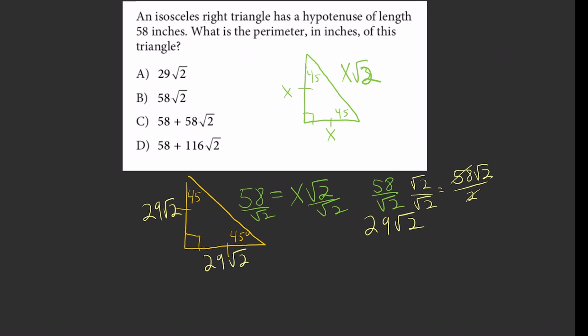And then they want the perimeter, so I'm going to be adding up. We knew the hypotenuse is 58. So I've got a 58, and then I have two of these, 29 root 2 and 29 root 2. Adding square roots, I get 29 of them and another 29 of them, I get 58 of them. 58 square roots of 2. And so that means that the answer for this one would be right here.